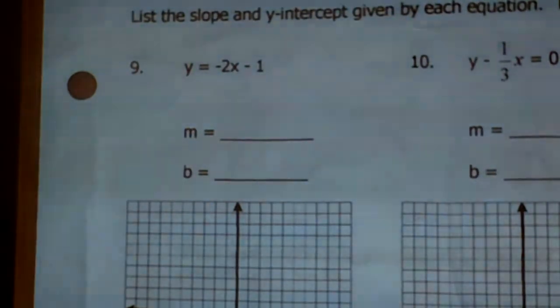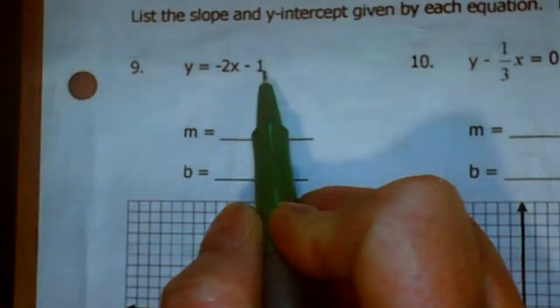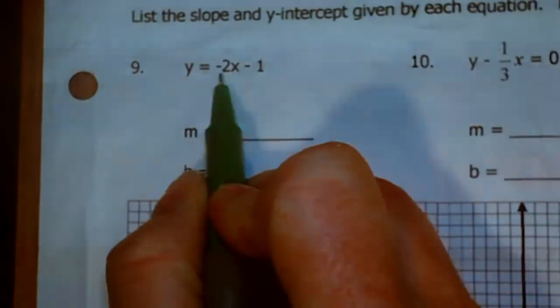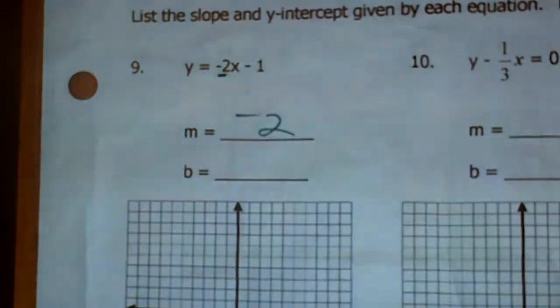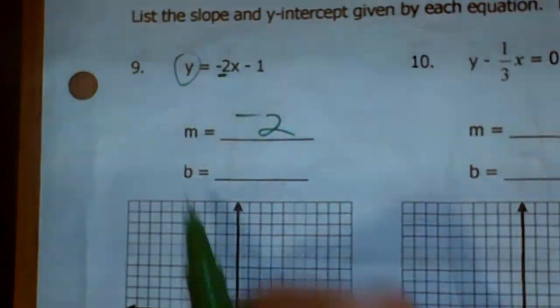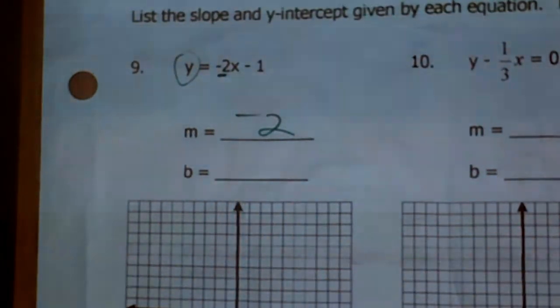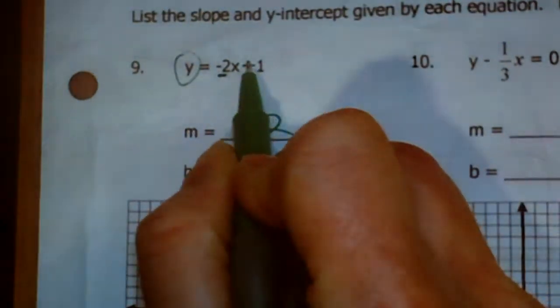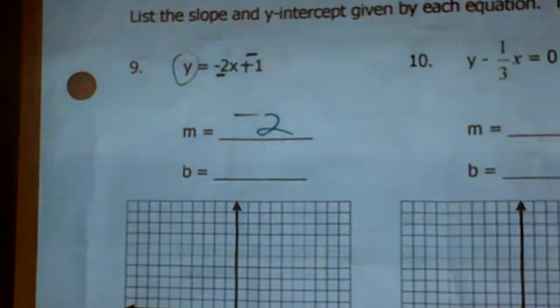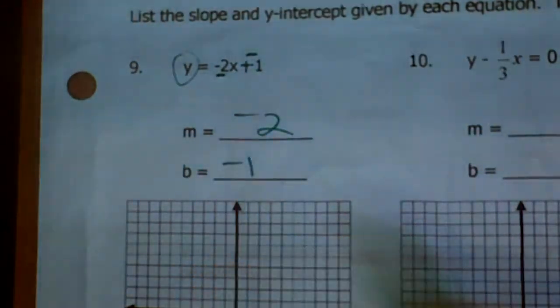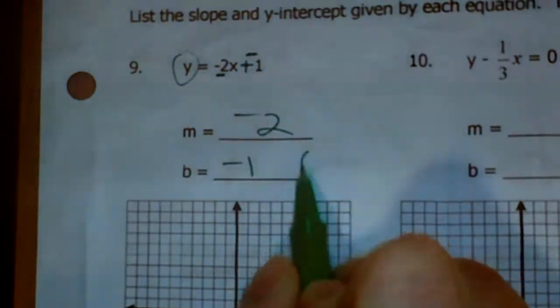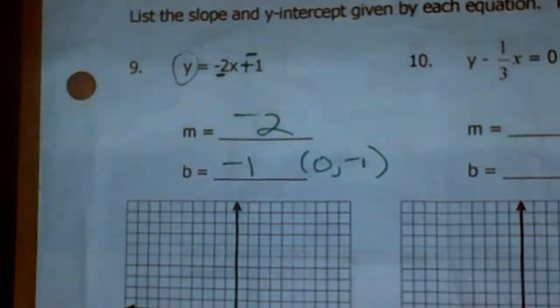All right, so in y equals negative 2x minus 1, the slope is the coefficient of x, which is negative 2. And this one's already solved for y. The b, a lot of people want to say that it's 1. It's really not. This minus 1 really means that's a negative 1. So the b would be negative 1. And remember that y-intercepts look like that as an ordered pair. It's whatever y is when x is 0.